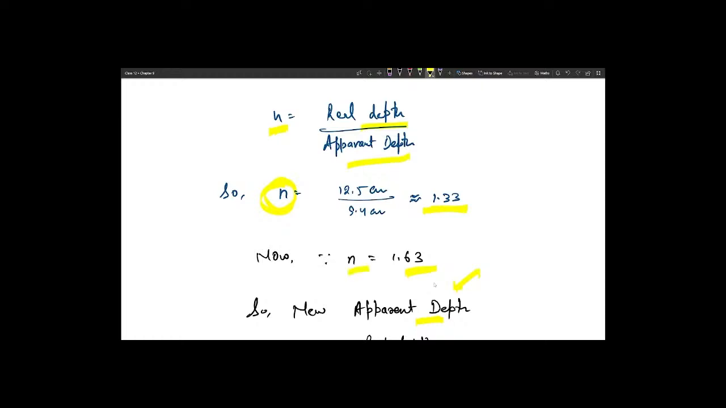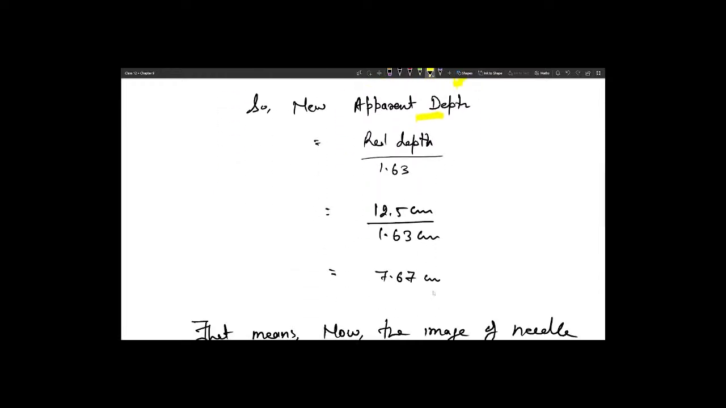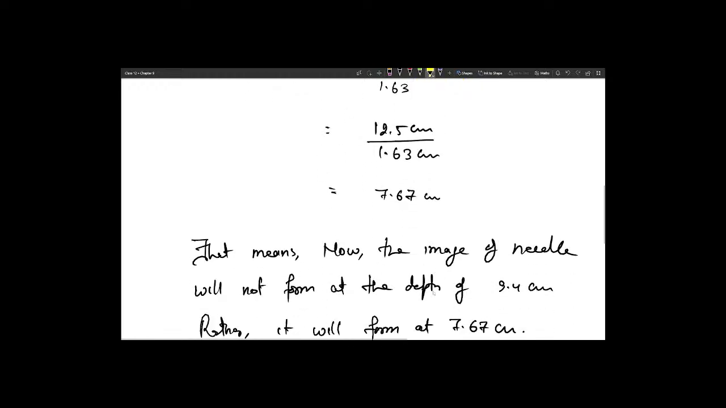If we now replace the value of refractive index with 1.63 in this formula, we can find out the apparent depth, as the real depth is given, that is 12.5 centimeter. So apparent depth would be equal to 12.5 centimeter divided by 1.63. Now if we calculate this, we get a value of 7.67 centimeter.